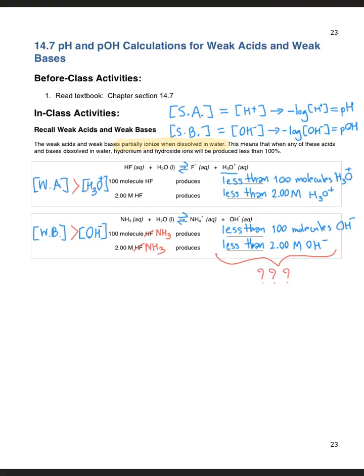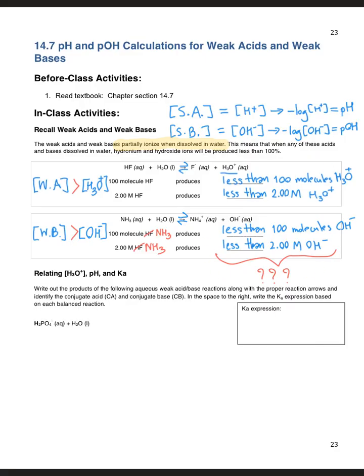Note that the weak acid and weak base ionizations are both in equilibrium. So in order to find out exactly how much hydroxide and hydronium ions are available, we will need to look at their concentrations at equilibrium. So next we are going to take a look at the relationship between the equilibrium constant of an acid, pH, and the concentration of hydronium ions.